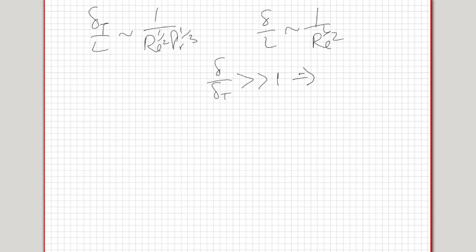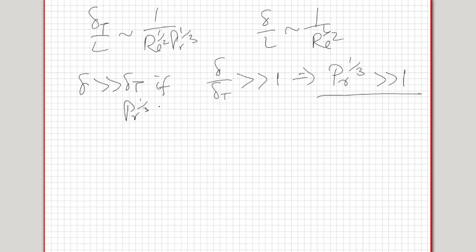In this case, 1 over R to the power of half would get cancelled. So Prandtl to the power of 1 by 3 will go here. This is much greater than 1. So when does this happen? Delta is much greater than delta T if Prandtl number to the 1 by 3 is much greater than 1, is the way it comes.